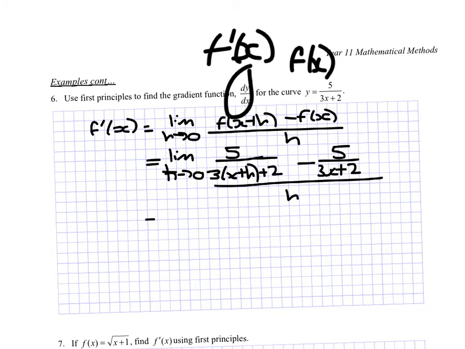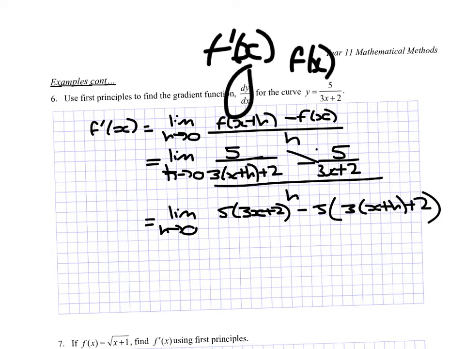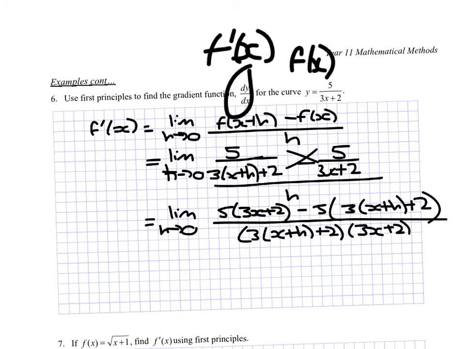Now what we did in the previous one where we had a fraction like this was we first wrote the question so that they had the same denominator. So we did 5 bracket 3x plus 2, take 5 outside of 3 bracket x plus h plus 2. So we sort of cross multiplied across here, all over, and then we multiplied the two denominators together, 3 bracket x plus h plus 2 bracket 3 bracket x plus 2. Alright, and that's still all over h.